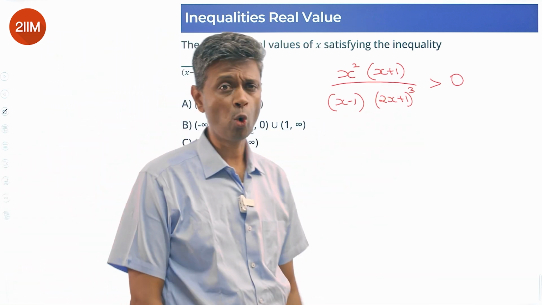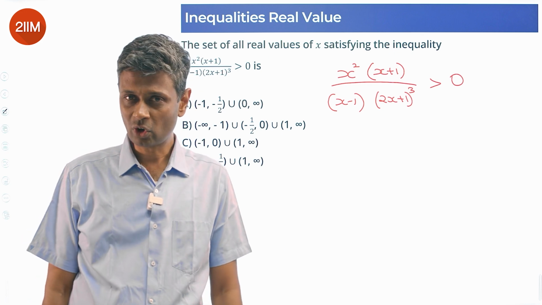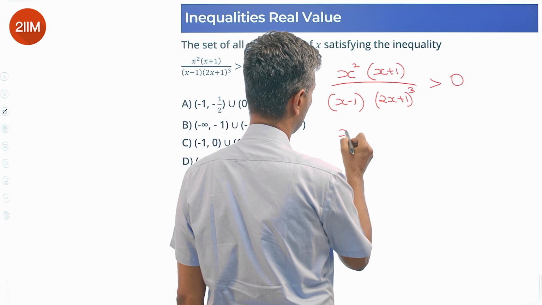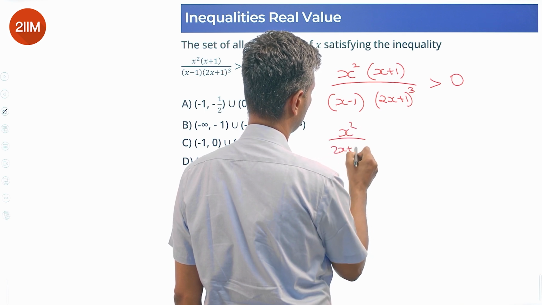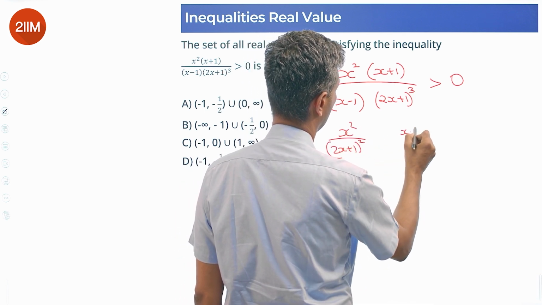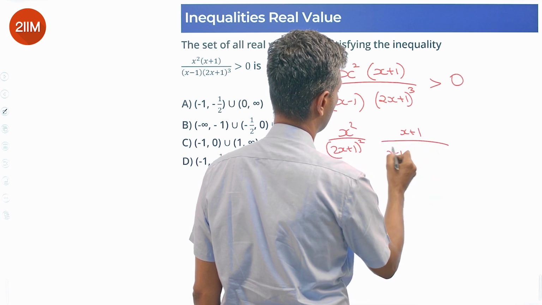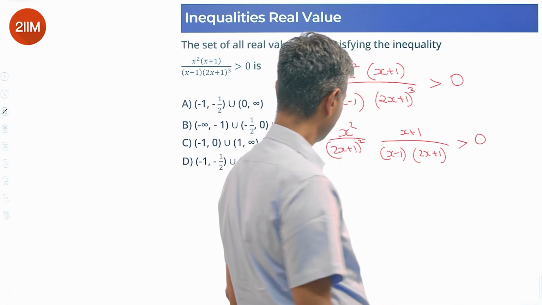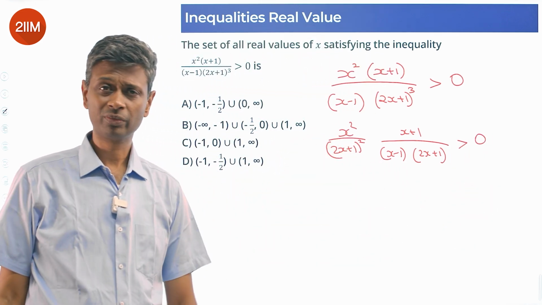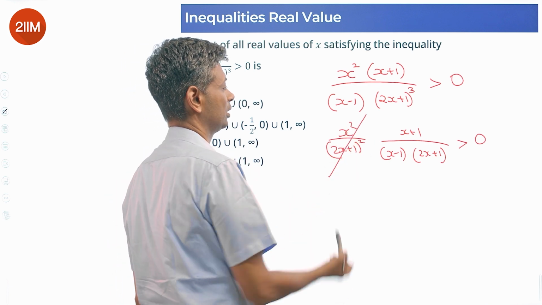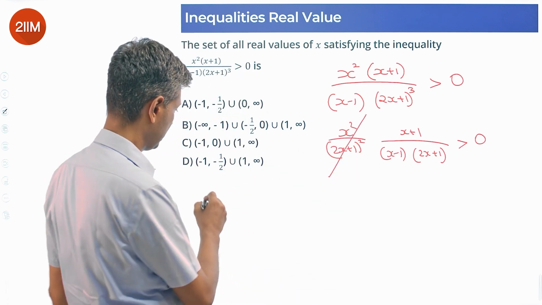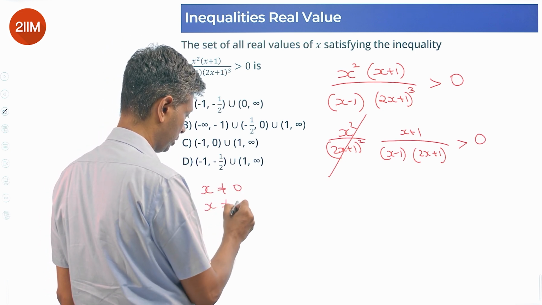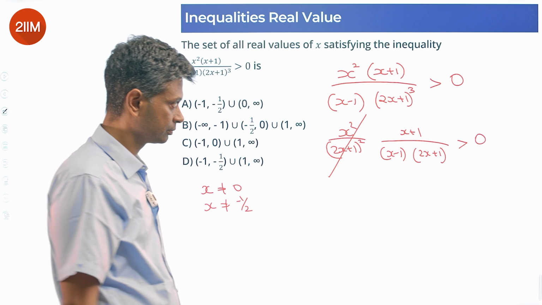Likewise, (2x plus 1) whole square is always positive, greater than or equal to 0. So I can imagine this as x squared by (2x plus 1) whole square into (x plus 1) by (x minus 1) into (2x plus 1) greater than 0. This part is greater than or equal to 0. So remove this completely, bearing in mind that x cannot be 0, x cannot be minus half.